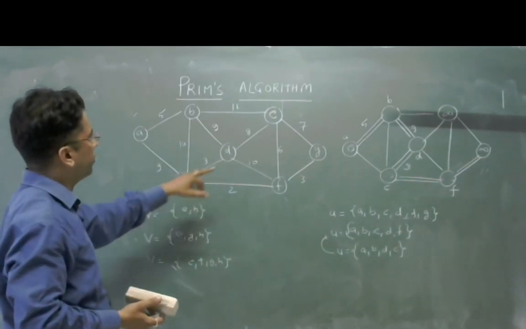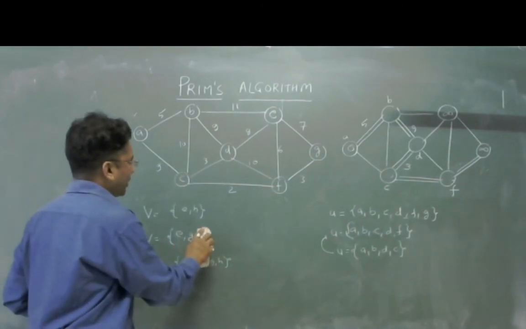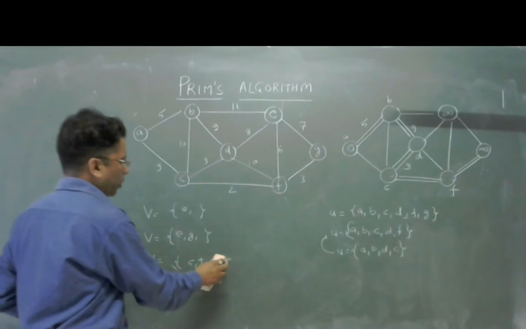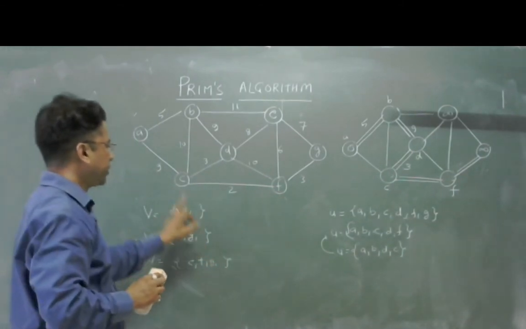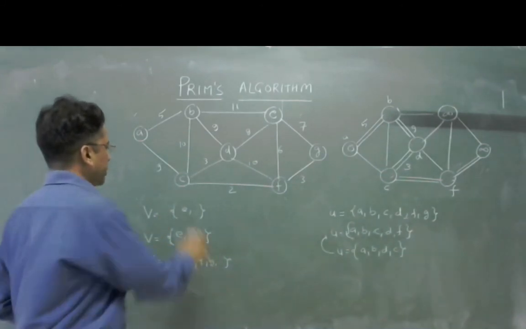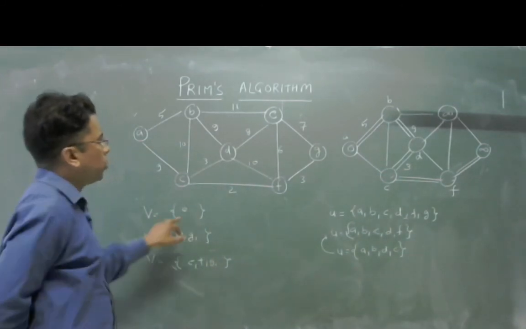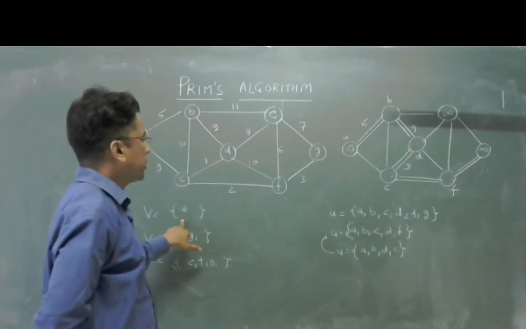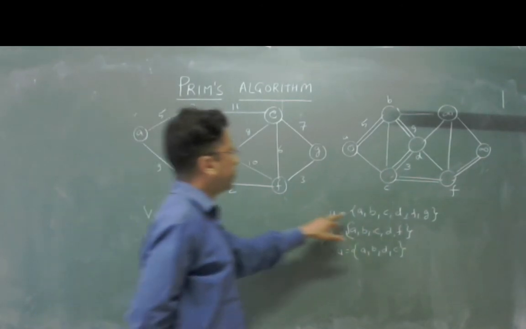There is only one node left, H, which is not discovered. Okay, so here, after this, we shall find out the node that is in close proximity to this set of nodes.